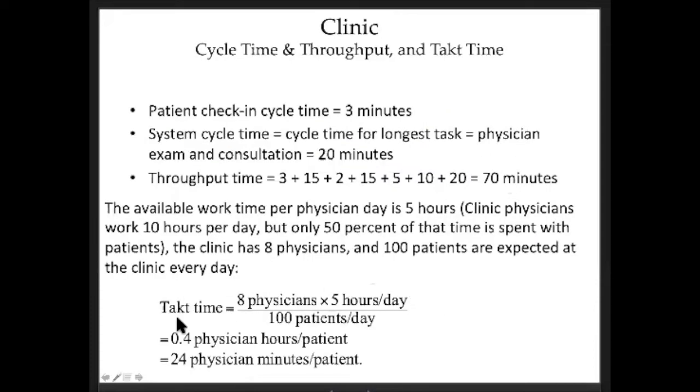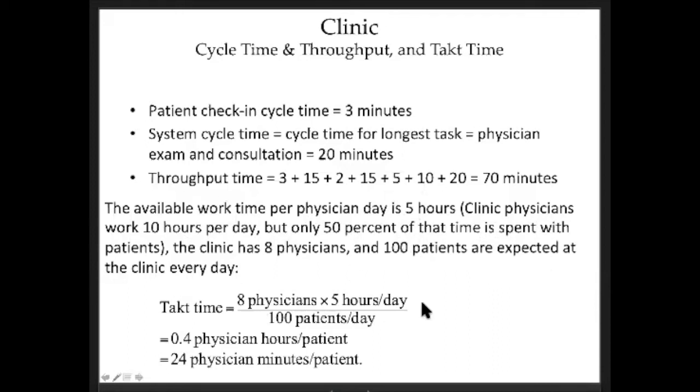Now, to understand what the takt time is, which is how much time ideally the physician should be spending per patient, we take the available work time per physician in that clinic. So let's say the available work time per physician per day is 5 hours. Clinic physicians work 10 hours per day, but only 50% of the time is spent with patients. So that's why it's 5 hours available work time per physician. And the clinic has 8 physicians, and 100 patients are expected at the clinic every day.